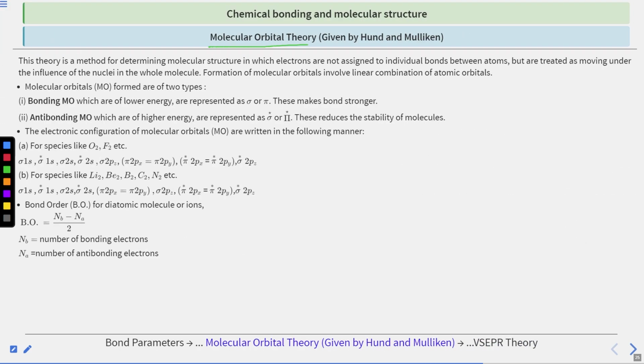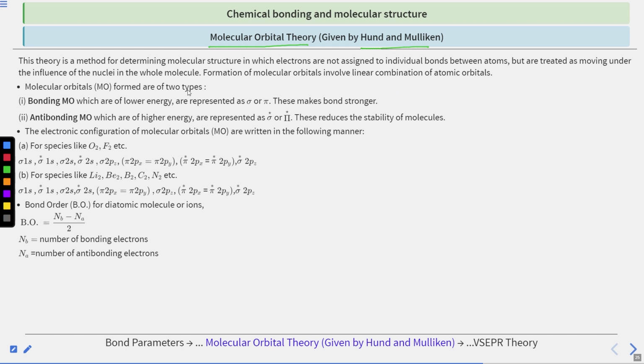Molecular orbital theory. It is given by Hund and Mulliken. This theory is a method for determining molecular structure in which electrons are not assigned to individual bonds between the atoms, but are treated as moving under the influence of nuclei in the whole molecule. Formation of molecular orbitals involves linear combination of atomic orbitals.